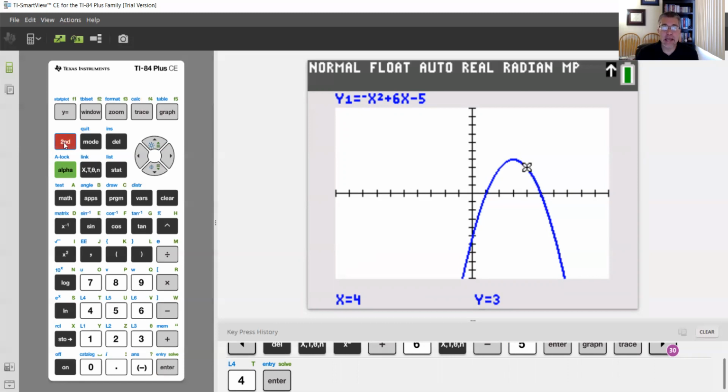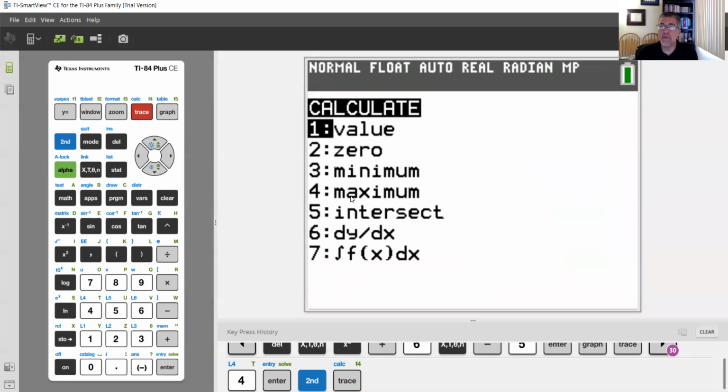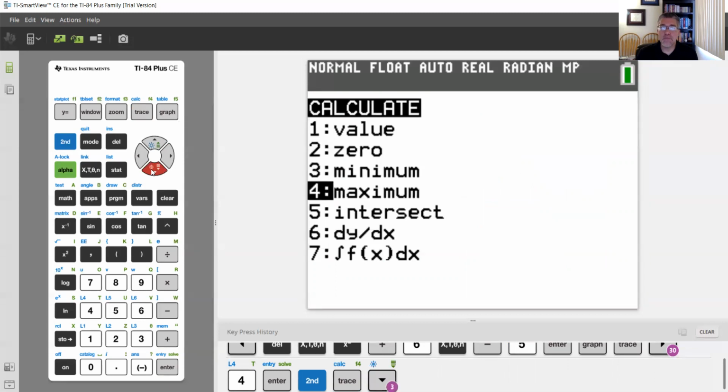So I hit the second key, and now in the trace key, it's going to do calc. And it says calculate certain values of the graph. So I'm going to go second trace, and it says calculate the maximum value of the graph. That's what I want to find. I want to find where's the maximum value for this graph. So I'm going to arrow down to maximum. Okay. So I arrow down to 4, and I hit enter.